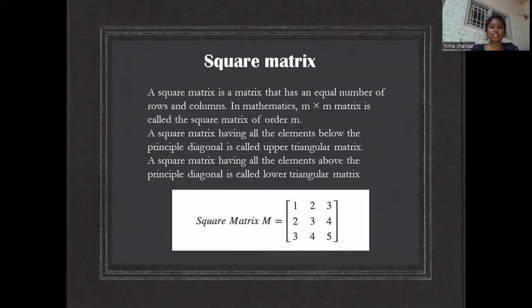A square matrix. A square matrix is a matrix that has an equal number of rows and columns. In mathematics, an m into m matrix is called a square matrix of order m. A square matrix having all the elements below the principal diagonal as zero is called an upper triangular matrix. A square matrix having all the elements above the principal diagonal as zero is called a lower triangular matrix. So here the diagonal elements are 1, 3, 5. The upper triangular part is above the principal diagonal, that is 2, 3 and 4, and below the diagonal is the lower triangular part, that is 2, 3, 4.